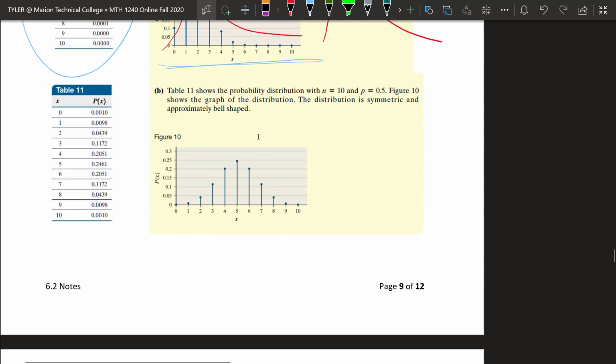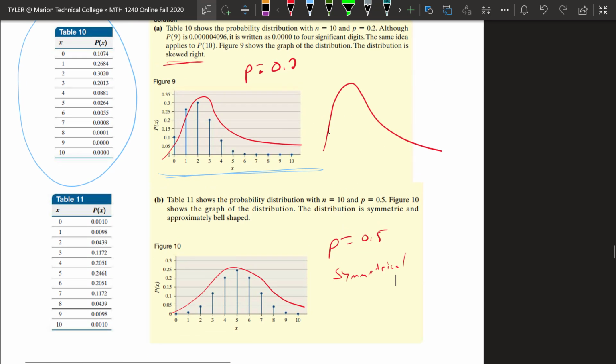In part B, we have an n value of 10 and a p value of 0.5, and we get these probabilities, calculating from 0 to 10, and we get this shape for the graph. It looks to be symmetrical. So p equals 0.5 appeared to be symmetrical, whereas with p equals 0.2, it looked to be right skewed.